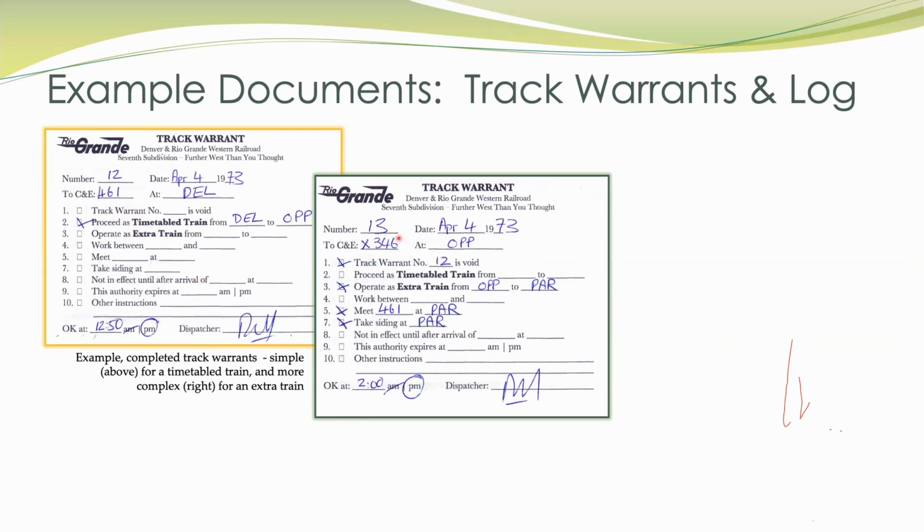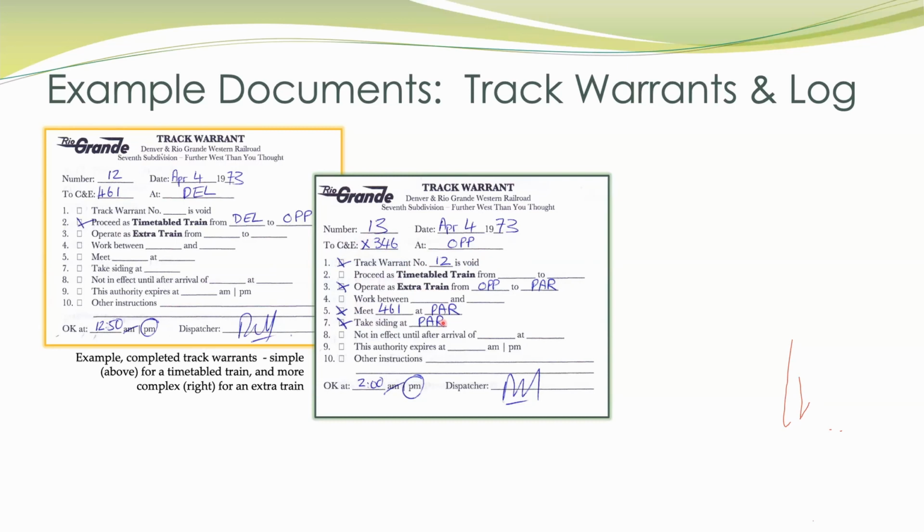Here's a slightly more complicated one. Here I'm actually saying, order number 13 is to extra number 346, so locomotive number 346 at Opportunity. Your previous warrant is void. Now operate as an extra train from Opportunity to Paradise. Meet number 461 at Paradise and take the siding at Paradise. It's a real simple form with a couple of check marks and a couple of names. I've actually given quite a complex set of instructions to a train.